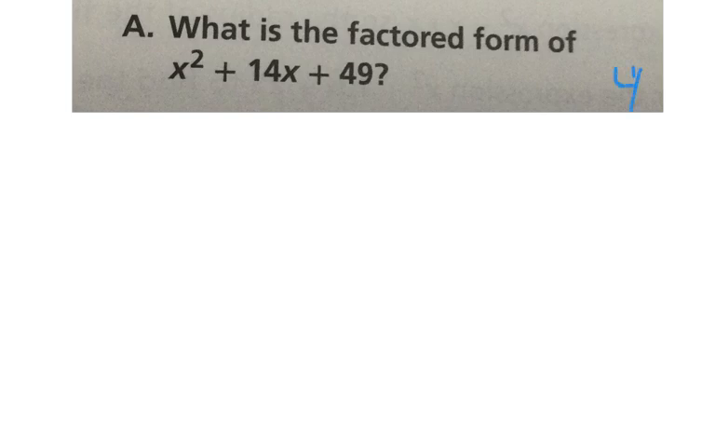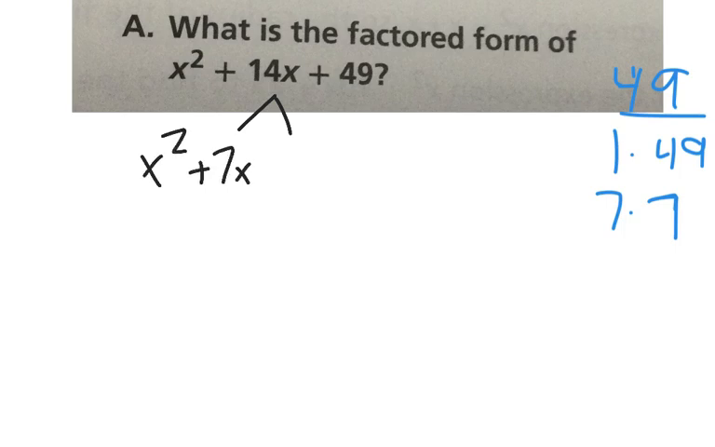So let's list the factors of 49. Well, 1 times 49. 2 doesn't work. 3 doesn't work. 4 doesn't work. 5 doesn't work. 6 doesn't work. 7 times 7 works. So which of these multiply to be 49 but combine to be 14? 7 and 7. How convenient.